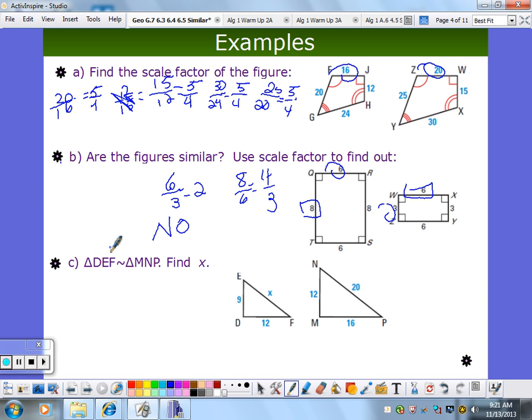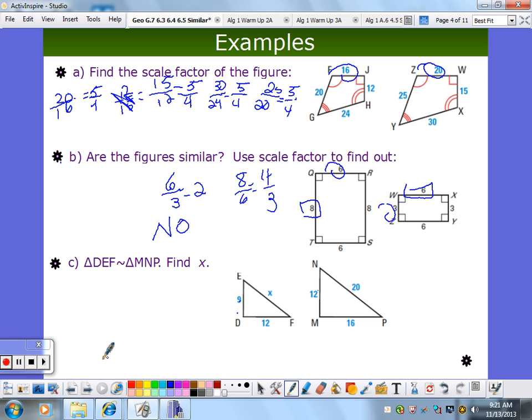Now what is it telling me here? Triangle DEF, this little squiggle means is similar to triangle MNP. Find X. Well, how can we do that? What do you think? Since I'm already told they're similar, that means that this to this, 9 to 12, and 12 to 16, and X to 20, should all be the same number, same scale factor, right?